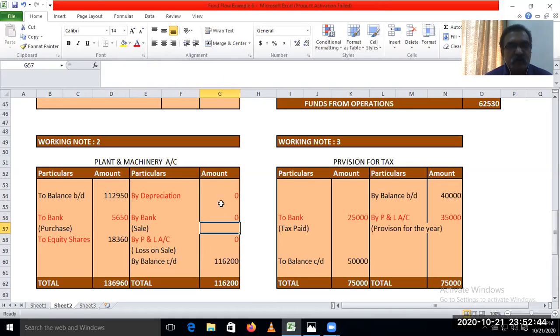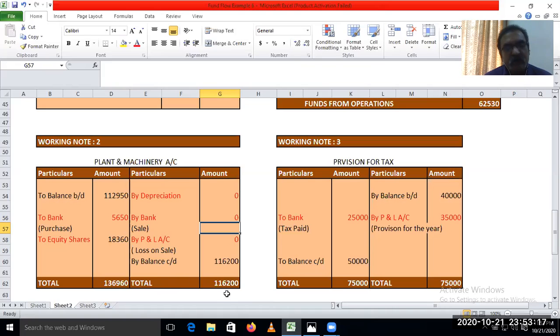So this much information is available to us. On debit side, there are the 3 items: opening balance, purchase of new asset by way of bank, purchase of new asset by way of equity shares. On credit side, there is only one item, closing stock. If you take the total, the total of debit side is 1,36,960, but credit side total is 1,16,200. So there is a difference. That difference we have to calculate.